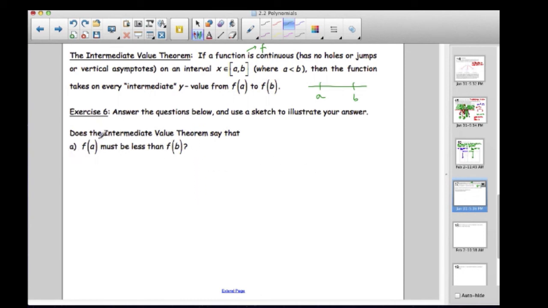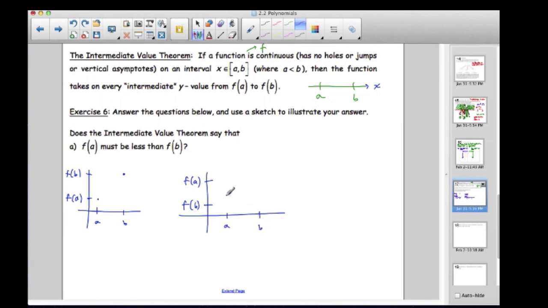In exercise 6, answer the questions below and use a sketch to illustrate your answer. Does the intermediate value theorem say that f of a must be less than f of b? Well, it says that we're choosing a to be less than b, so that on the x-axis, a is left and b is right. But it doesn't say that f of a must be lower than f of b. We could have on a graph that the y-coordinate f of a is less than the y-coordinate f of b. But we could also have that the y-coordinate f of b is lower than f of a.